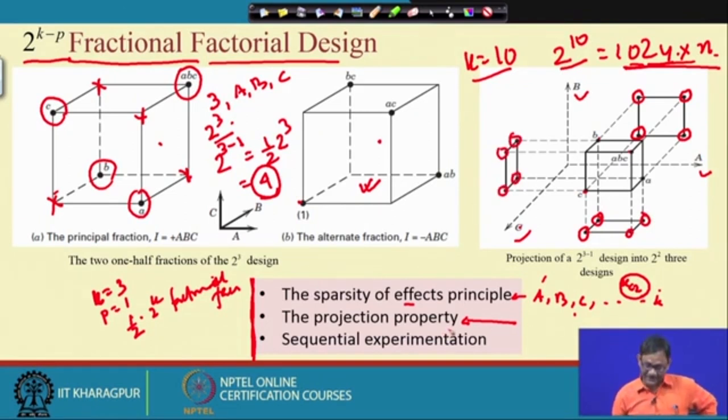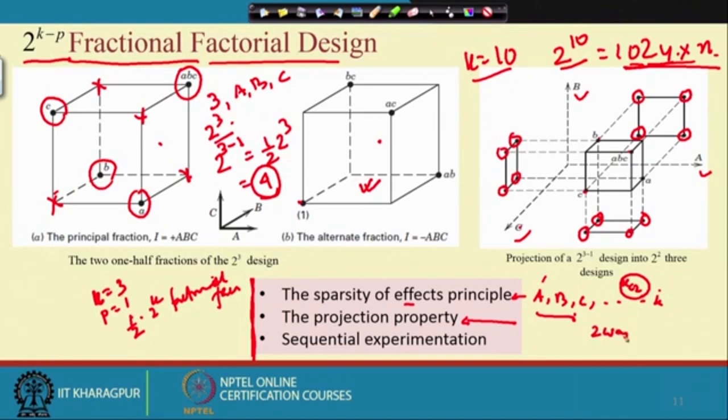So, that is what it says: because of this projection property, a fractional factorial design at a higher level will have many full factorial designs at the lower level. So, if I am interested to know the main effects and two-way interaction effects only, then this is enough, because here you will get A, B and the A, B interaction, here A, C and the A, C interaction. So, this is possible to get.